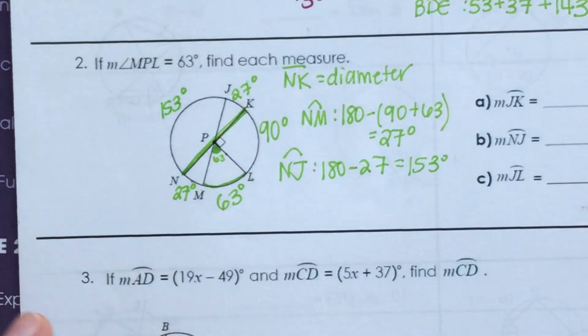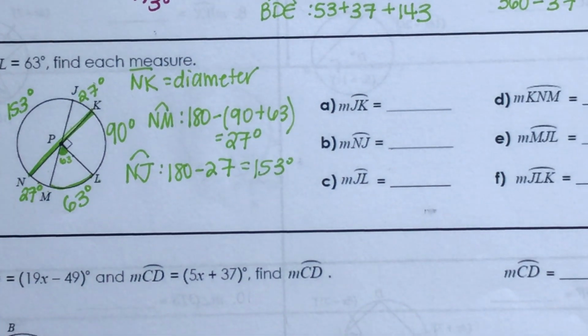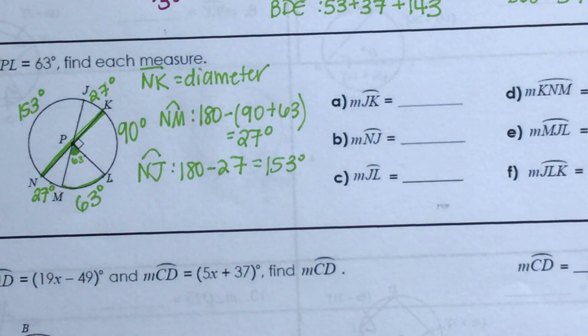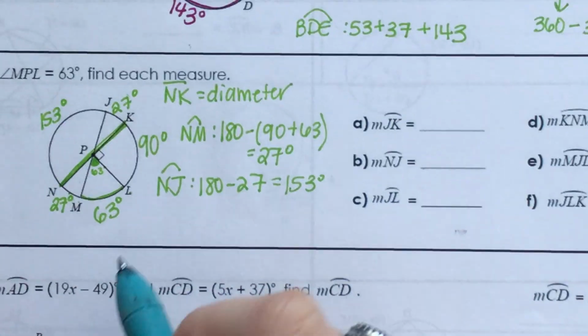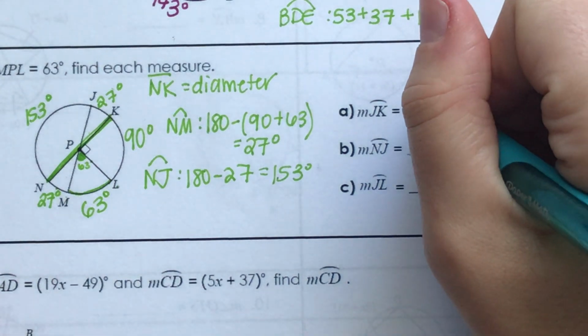And so now that I have them all marked, it's going to be way easier to find each measure that's asked over here. So the first one asks me to find the measure of arc JK. So J to K, I figured it out already, it's 27 degrees.